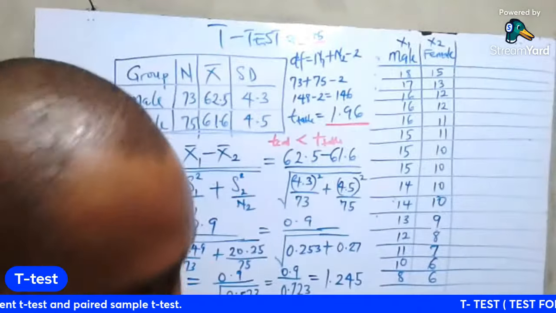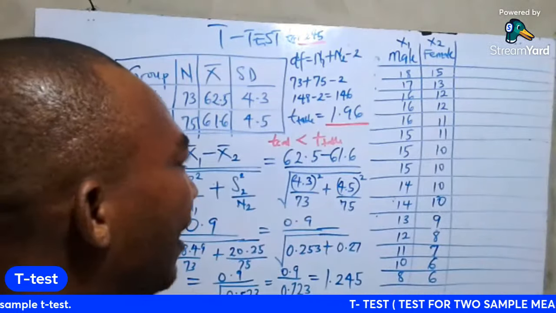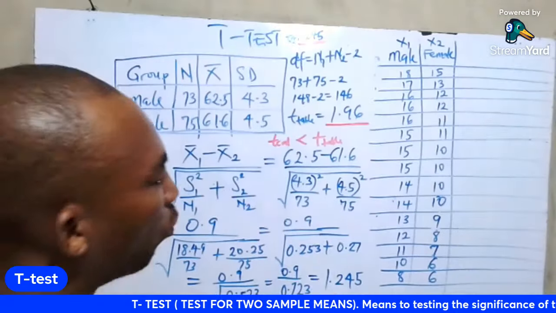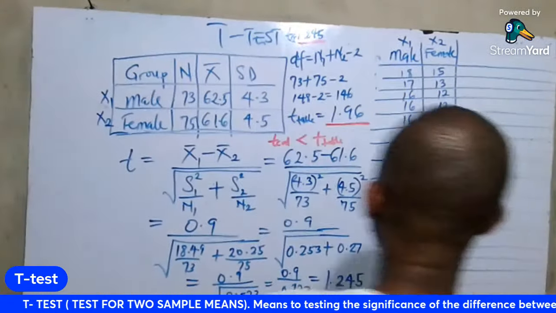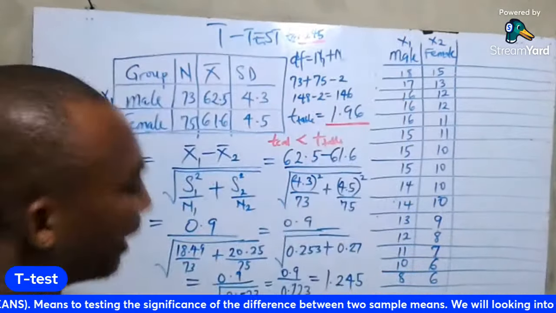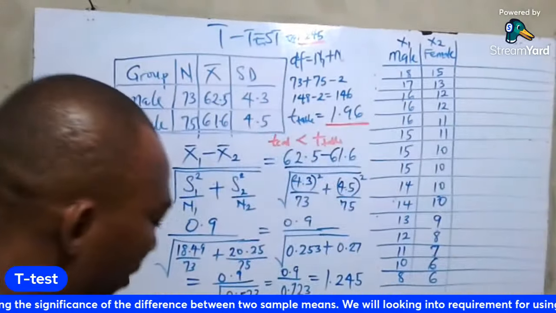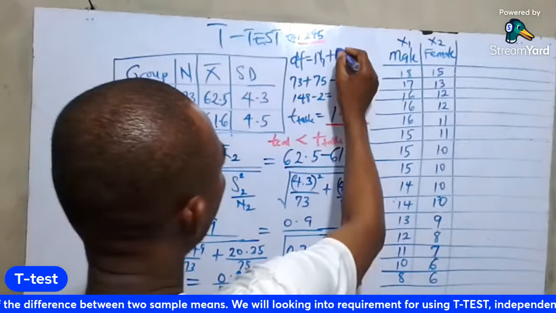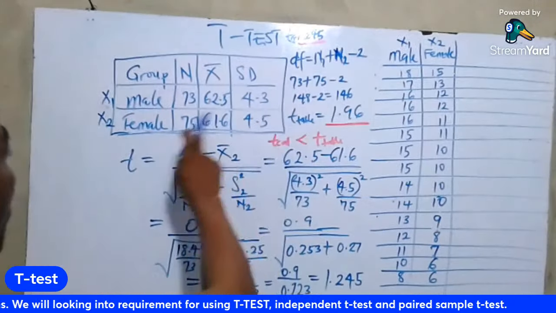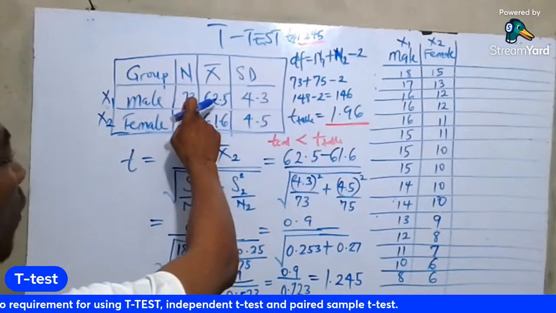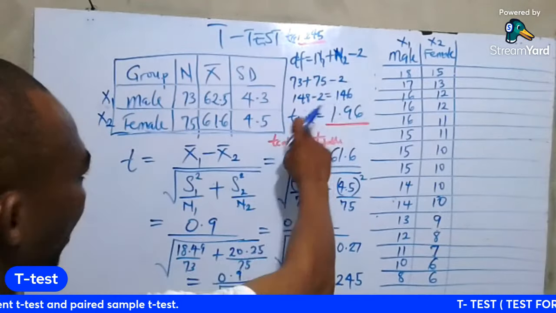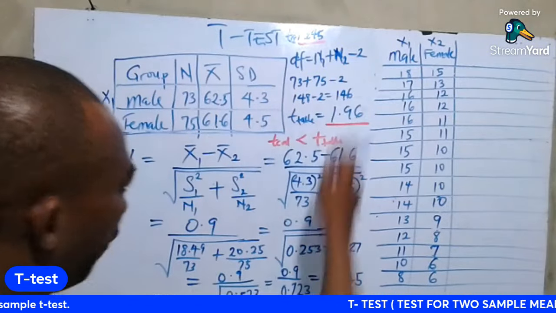So that is that. Let's move on to the second one, which many people normally see as a big thing. I want us to take this one by one. So I'm going to clean everything that we have here. The step is not that far: look for the degree of freedom, which is just the sample of the first group, 73, plus the sample of the second group, 75, then you take 2 away from that. When you take 2 away, that will give us 146.